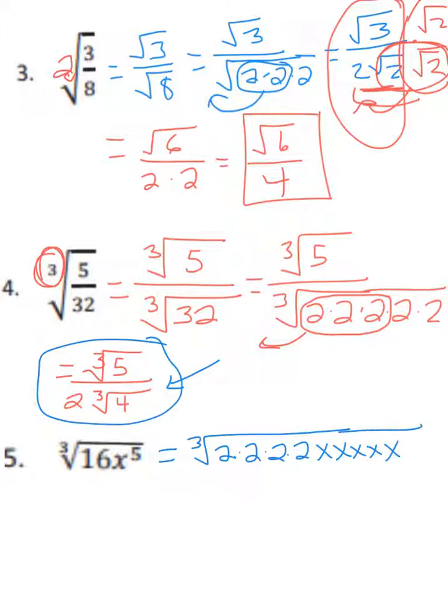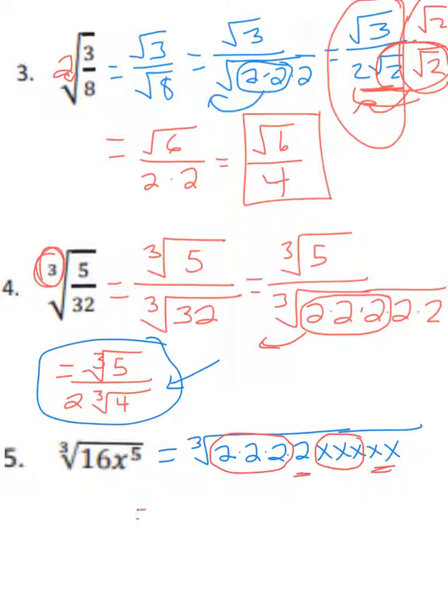There's no fractions here involved. Once again, what do we need? Pull out triples. So I need to pull those out. And I need a set of 3 of the x's. I have at least that. Unfortunately, I don't have 3 more 2's. I don't have 3 more x's. So these guys are going to be left under the radical.